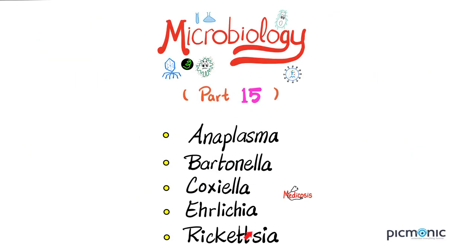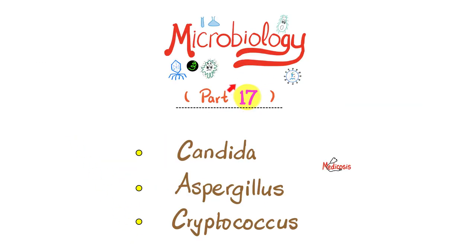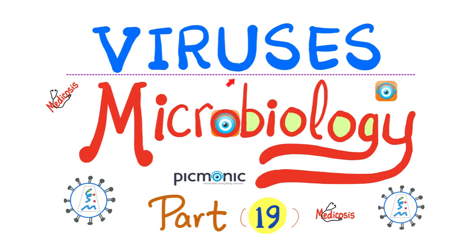In part 15, we talked about some miscellaneous gram-negatives, at least anatomically, the Anaplasma, the Bartonella, the Coxiella, the Ehrlichia, and the Rickettsia. And starting from part 16, we began to talk about fungi, such as histoplasmosis, blastomycosis, coccidioidomycosis, and paracoccidioidomycosis. These are fungal infections, systemic fungal infections to be specific. Part 17, more fungi, Candida, Aspergillus, and Cryptococcus. In the last video, we talked about Mucor, Rhizopus, PCP pneumonia, and Sporothrix schenckii. Now it's time to talk about viruses, especially DNA viruses. Because as you know, viruses could be DNA viruses or RNA viruses.